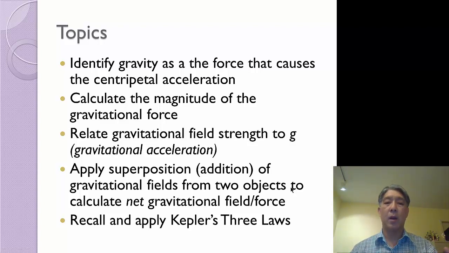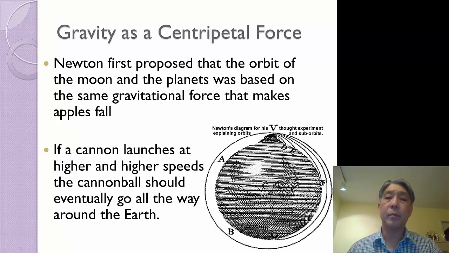And what happens when we have more than one object, okay? When I have an Earth and a moon, or multiple large planets, okay? And then we're going to finish with Kepler's three laws.